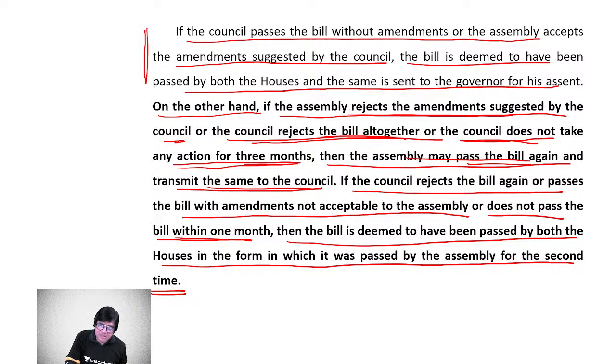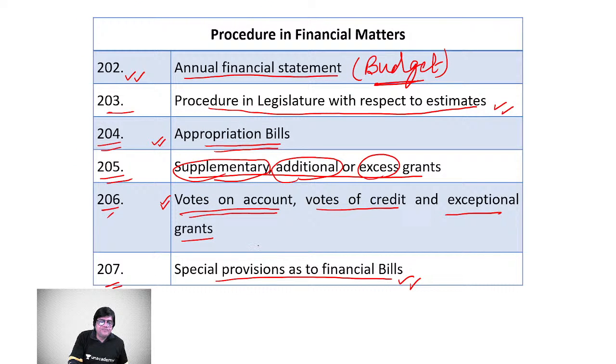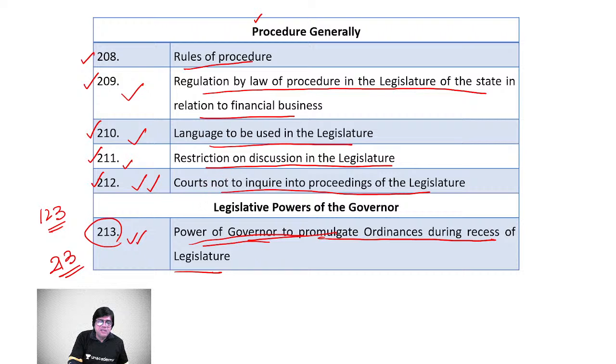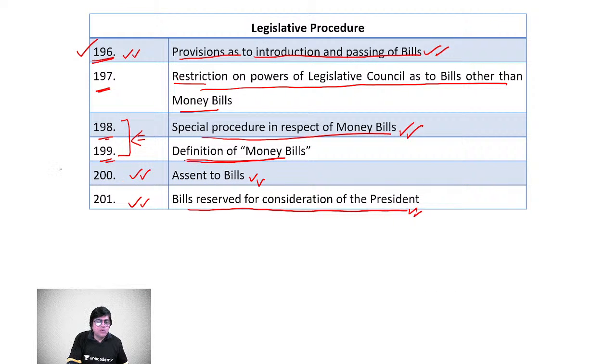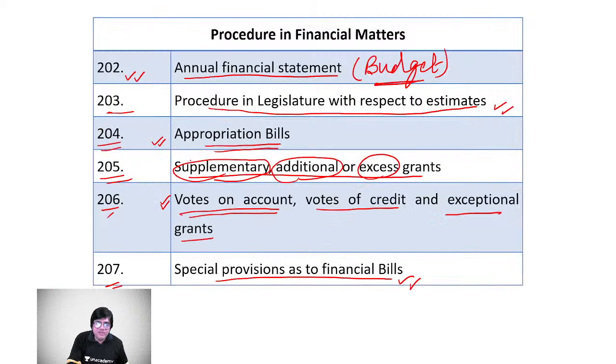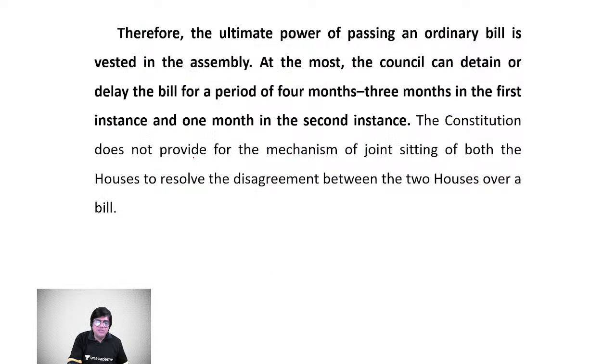I'm talking of the ordinary bills. And there is a special procedure highlighted, as I just now mentioned, for money bills. Here, like we had seen those articles, Articles 198 and 199 specifically talk about the money bills. Article 198 delineates a special procedure for the money bills, and 199 talks about the definition of money bills. There, the Speaker of the Legislative Assembly's decision is final to decide whether a bill is a money bill or not.